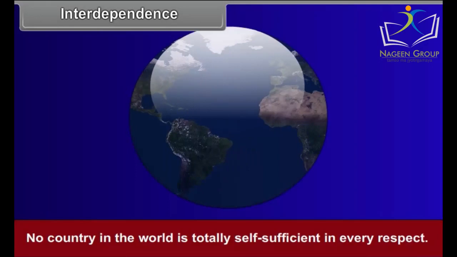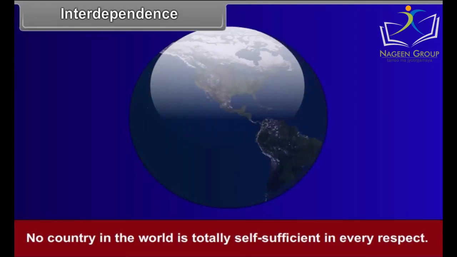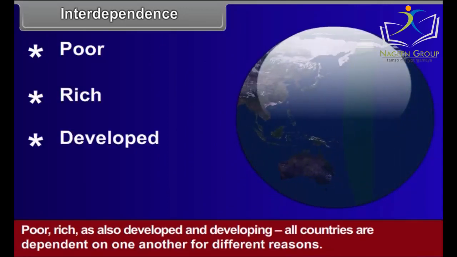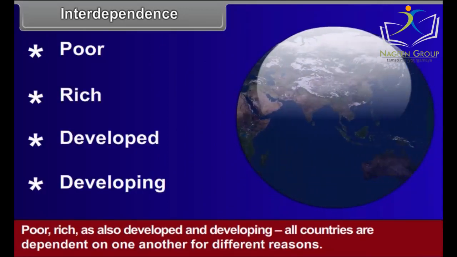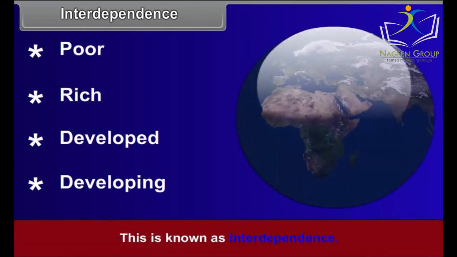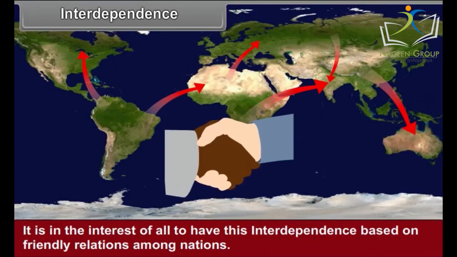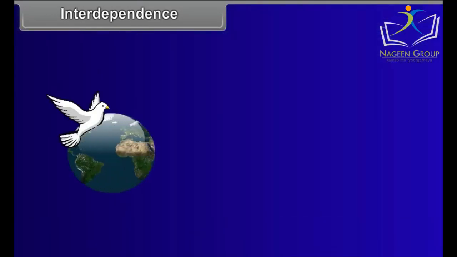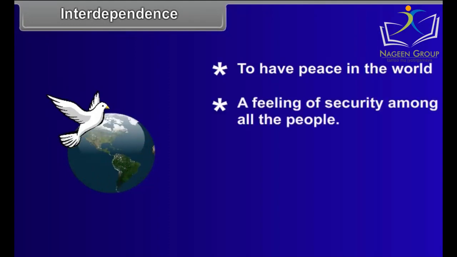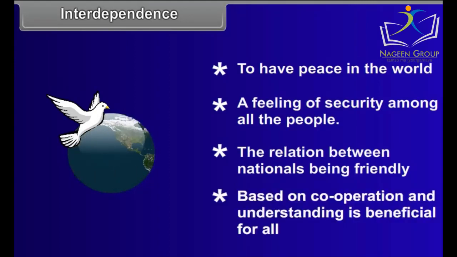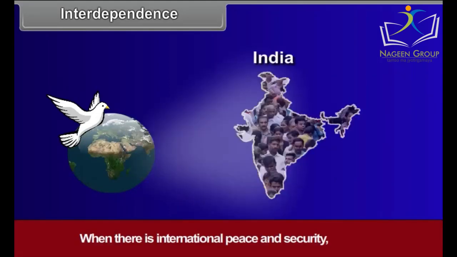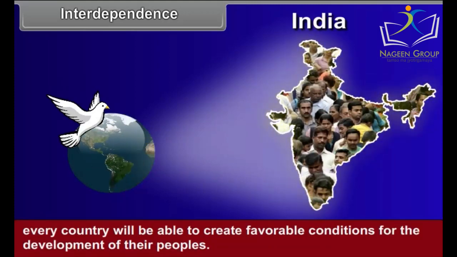Interdependence. No country in the world is totally self-sufficient in every respect. Poor, rich, as also developed and developing, all countries are dependent on one another for different reasons. This is known as interdependence. It is in the interest of all to have this interdependence based on friendly relations among nations. It is extremely important to have peace in the world and a feeling of security among all the people. Also, the relations between nations being friendly and based on cooperation and understanding is beneficial for all. When there is international peace and security, every country will be able to create favorable conditions for the development of their peoples.